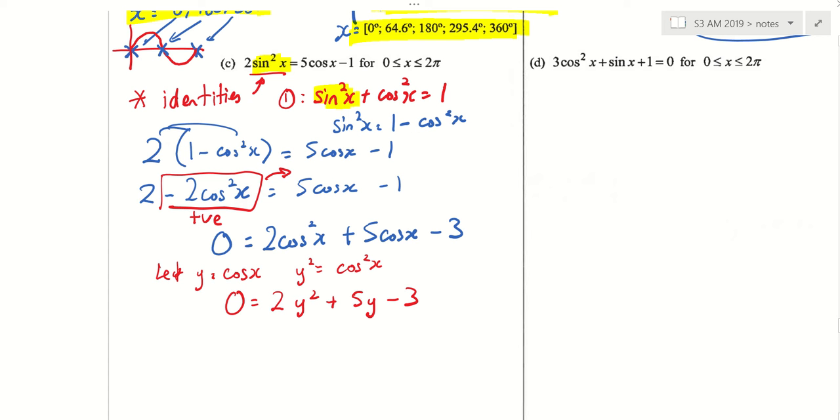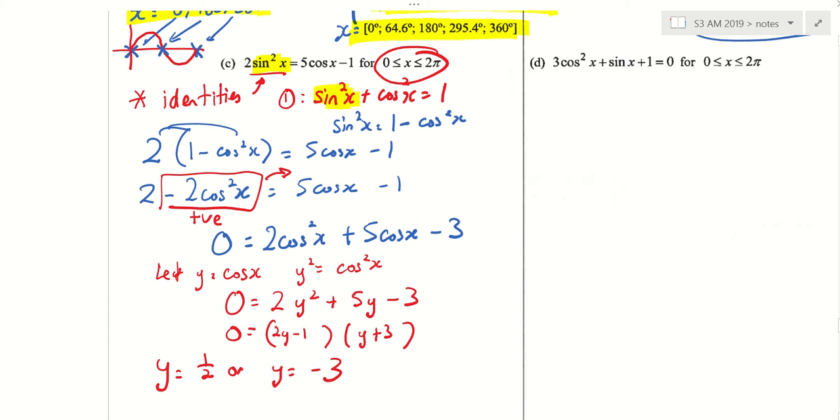Can you mod 3, 3 now and tell me what is y? Half and? No. Mod 3, 3. I want 2 brackets equals to 0. Tell me what is in this 2 brackets. 2y minus 1, y plus 3. This is in radian. Then after that, what do I do? Y equals to what? Half, or y equals to minus 3.